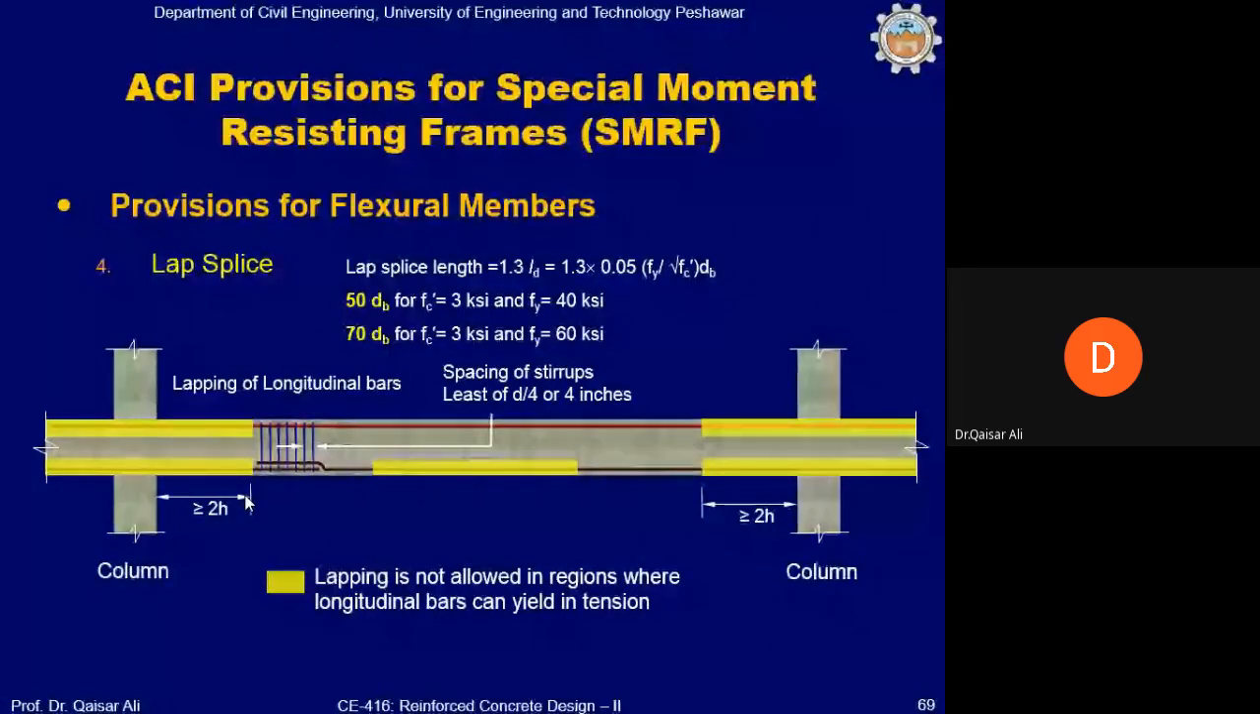Okay, and then the lap length. The lap length shall be equal to 50 diameter of the bar for f'c equal to 3 ksi and fy equal to 40 ksi, and 70 diameter for f'c equal to 3 ksi and fy equal to 60 ksi. For example, if you have number 8 bar whose diameter is 1 inch, and f'c is equal to 3 and this fy, so this length shall be at least 70 inches, almost 6 feet. This should be 6 feet.